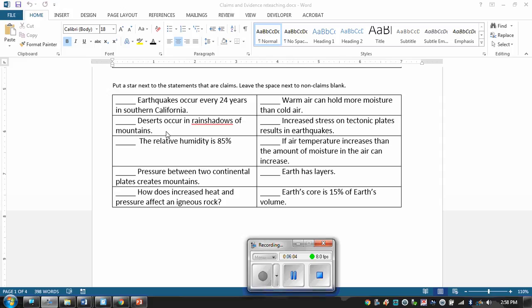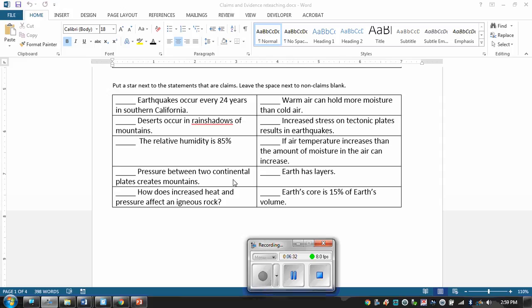Our second one, deserts occur in rain shadows of mountains. This is a claim. It's a general statement that's about a larger concept. We'll talk a little bit later on about a rain shadow if you don't know what that is. The relative humidity is 85%. Not a claim. This is evidence. Once again, it has a number in it, right? And that makes it evidence just off the bat. But this is also, it's not about a concept. It's about the conditions at a certain time.